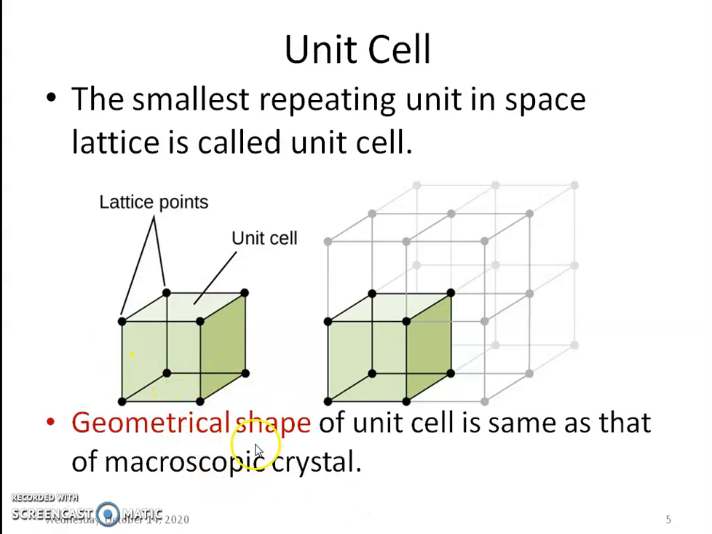Now the geometrical shape of the unit cell is the same as that of the macroscopic crystal. If the macroscopic crystal is body centered cubic, then the unit cell is also body centered cubic. If the macroscopic crystal is simple cubic, then the type of unit cell is simple cubic. So the geometrical shape of the unit cell is the same as that of the macroscopic crystal.